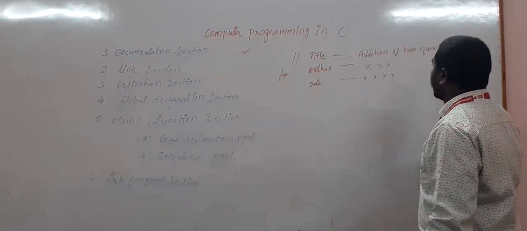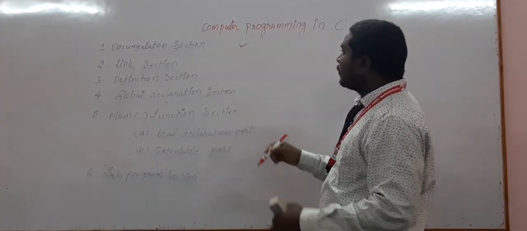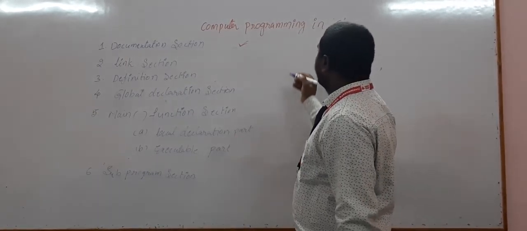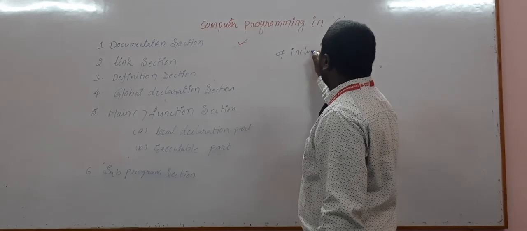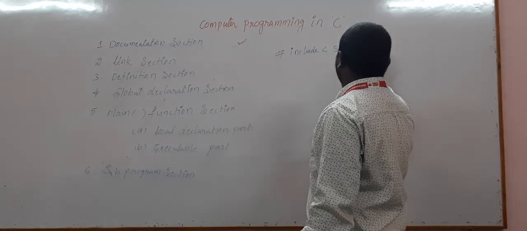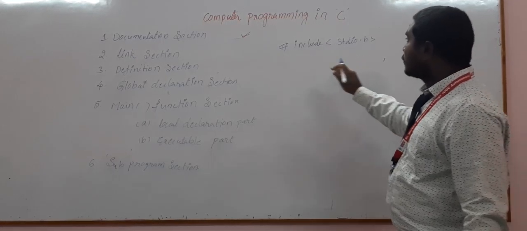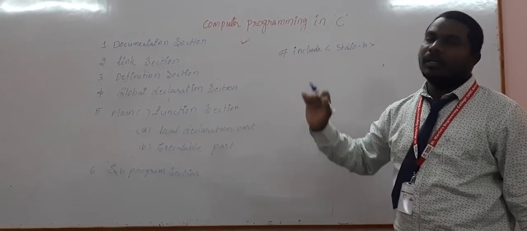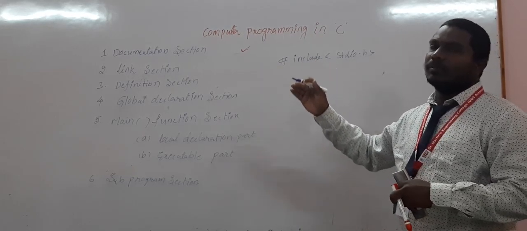Next, coming to the link section. An example of the link section is hash include stdio.h. The link section is also known as the header file section. Hash include stdio.h is an example of the link section. Hash include conio.h is another such hash include. All header files are part of the link section.